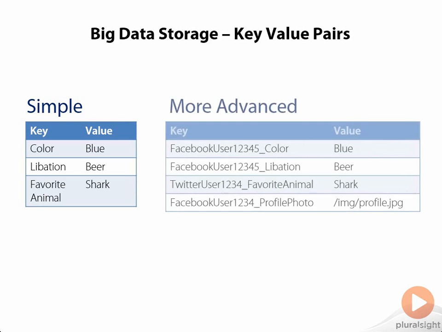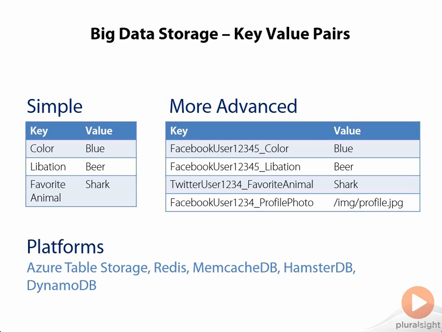for specific values. Here's some examples on the left where you have keys and values, and on the right you have more of an advanced example that actually has a complex key that can be parsed by your application with the associated values. In this realm, we have databases such as the Azure Table Storage, Redis, MemcacheDB, HamsterDB, and DynamoDB.